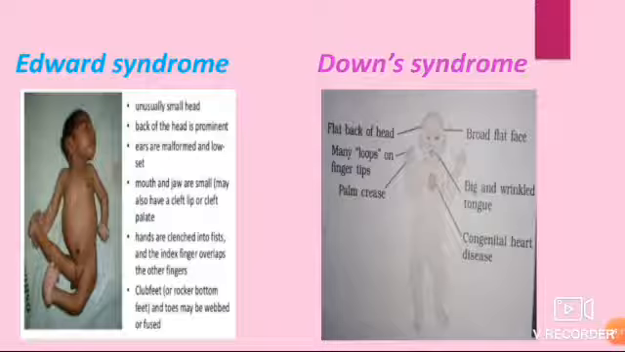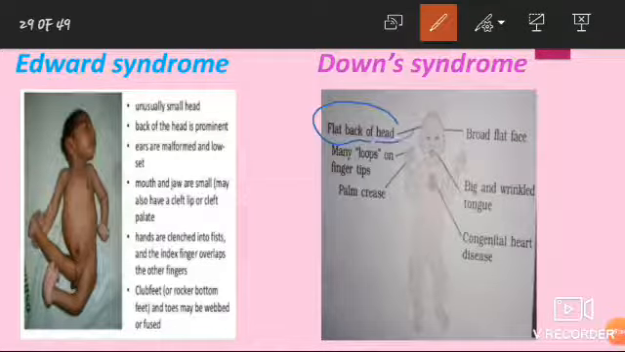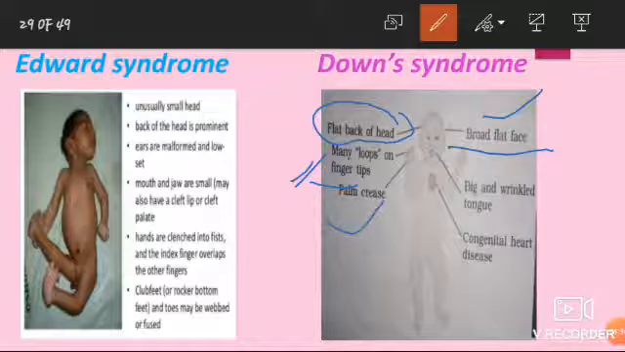And this syndrome is characterized by flat back of the head, broad flat face, many loops on the fingertips, palm crease, big and wrinkled tongue, and congenital heart disease. Many diseases related to the heart occur in these children. So this is all about Down syndrome.